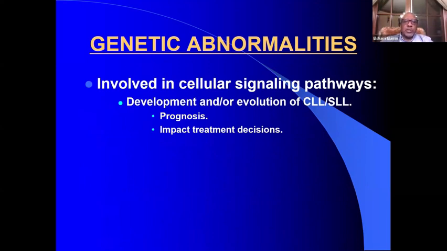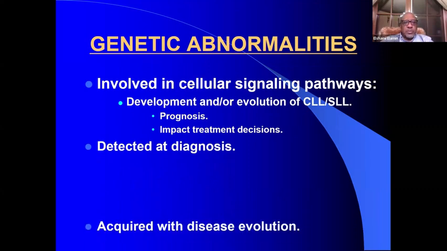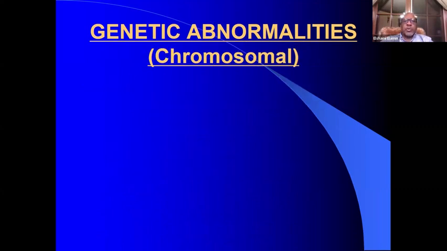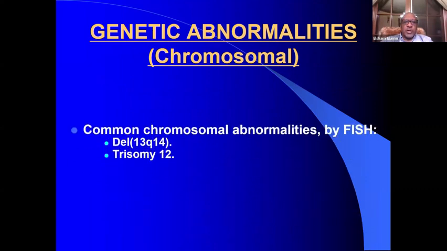So that's why we need those for the prognosis, and the genetic abnormalities impact treatment decisions. We'll see that when we talk about treatment. And the genetic abnormalities could be detected at time of diagnosis, or it could even be acquired with disease evolution. So here are some of them. Genetic abnormalities and the chromosomal type of genetic abnormalities are here.